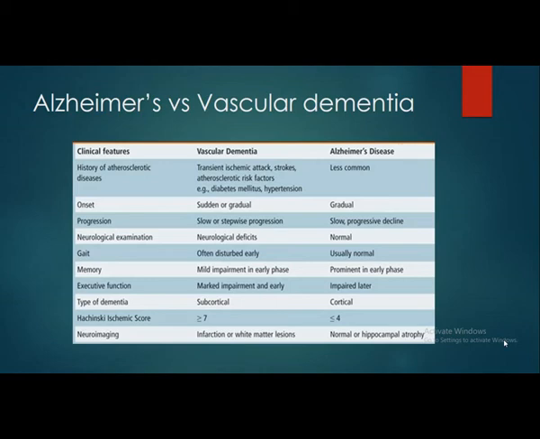And if somebody asks the type of dementia, Alzheimer's comes under the cortical dementia, and the vascular type comes under the subcortical dementia. These are the main features. As we said, it is way beyond the scope of fourth year, but if somebody is interested, you can just check it out.